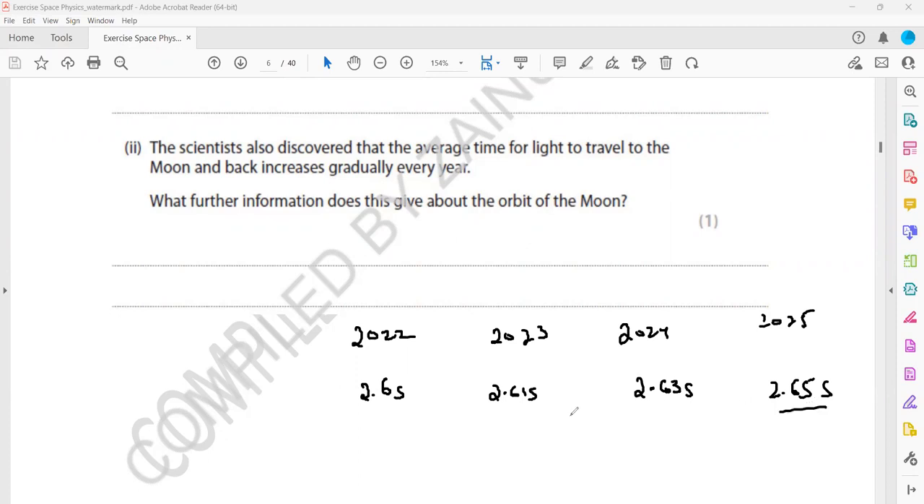So the question is why the orbital time is increasing. It means the moon is moving away from us. And what might be the reason for that? The gravitational field strength of the Earth might be decreasing. That's why the moon is moving away from us.